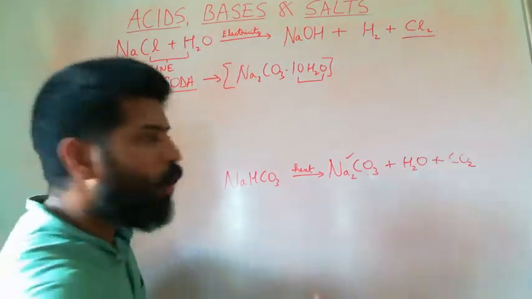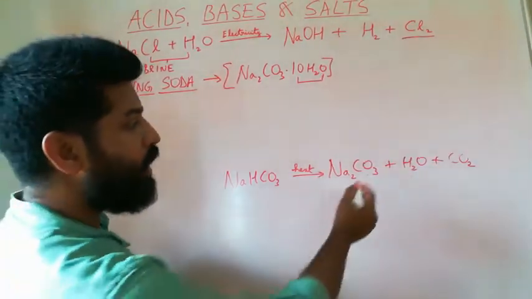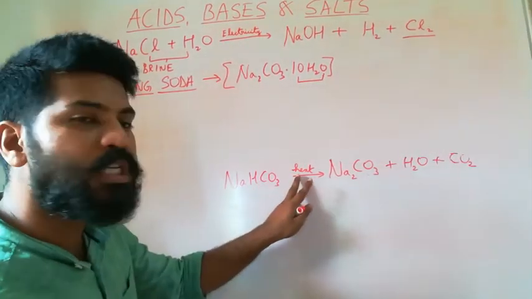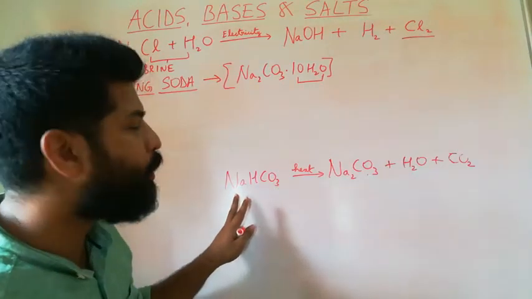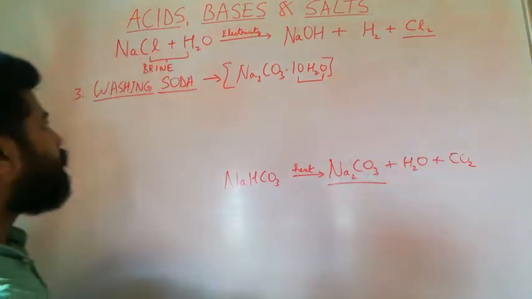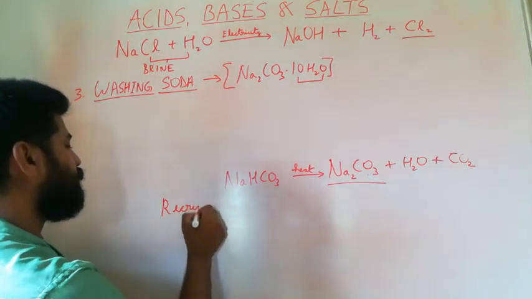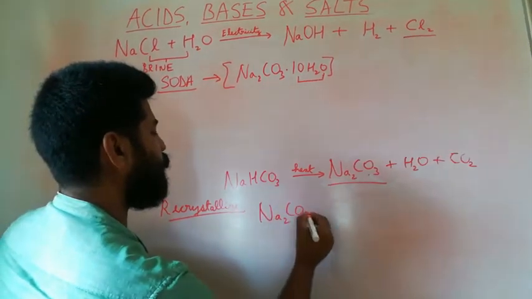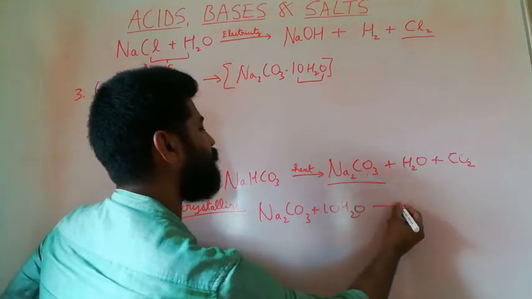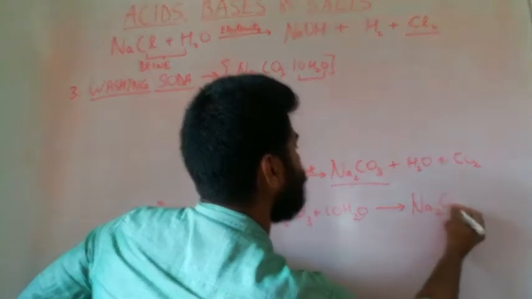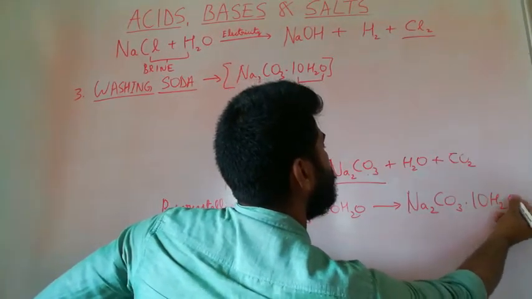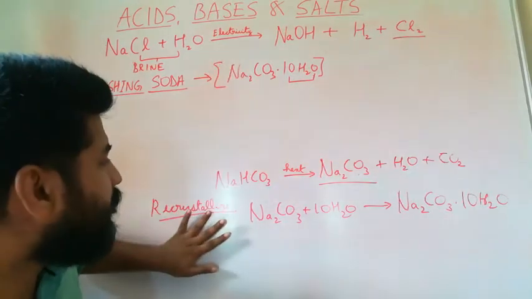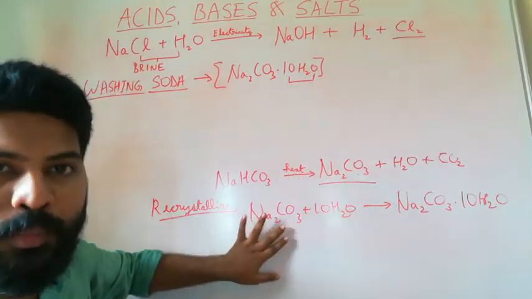So we already know how to obtain sodium carbonate. We saw in the previous reaction, sodium carbonate is obtained by the thermal decomposition of sodium bicarbonate. So when sodium bicarbonate is heated, we get sodium carbonate. When we recrystallize this sodium carbonate, that is Na2CO3, we get what is called as washing soda, which is Na2CO3 dot 10H2O. So that is how washing soda is obtained, through the recrystallization of sodium carbonate.